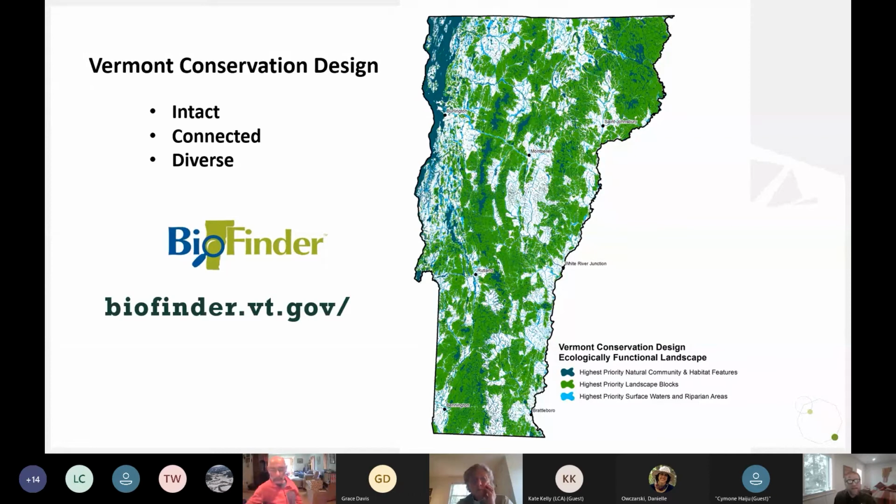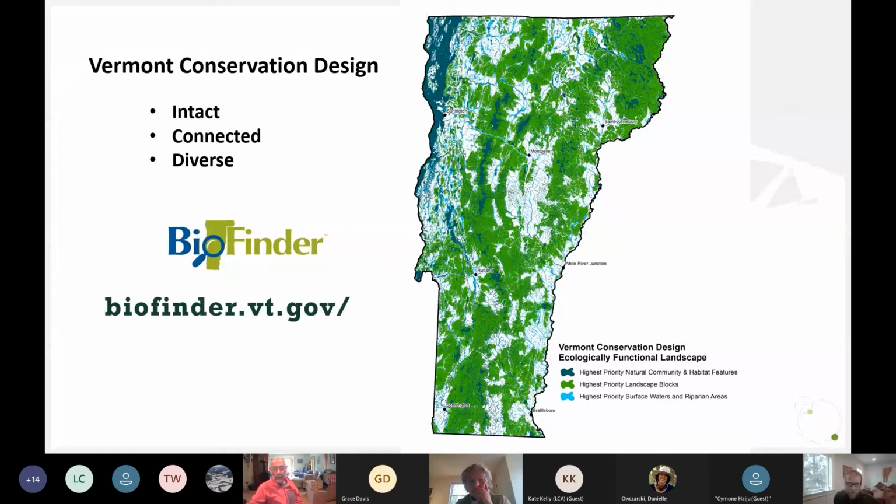Now, all of that data is available to you on the BioFinder website, and we'll post that URL in the chat. But BioFinder is a great way to interact with the Vermont conservation design data and see how those surface waters and those forest blocks feed off one another to make this larger ecological pattern.